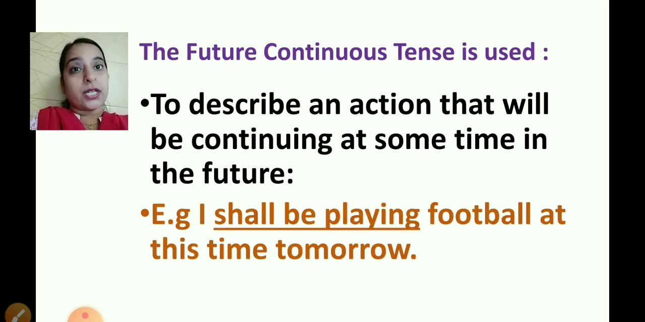Now children, the future continuous tense is used to describe an action that will be continuing at some time in the future. I shall be playing football at this time tomorrow. So we are talking about the future, the action that will be continuing at some time in the future. So for future continuous tense, you have to use shall or will, be and ing to the verb. So I shall be playing football at this time tomorrow.